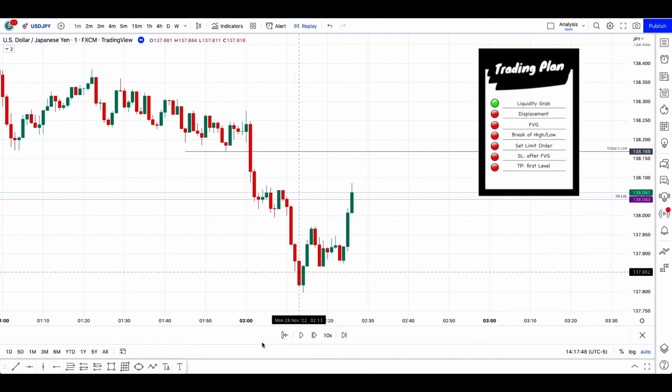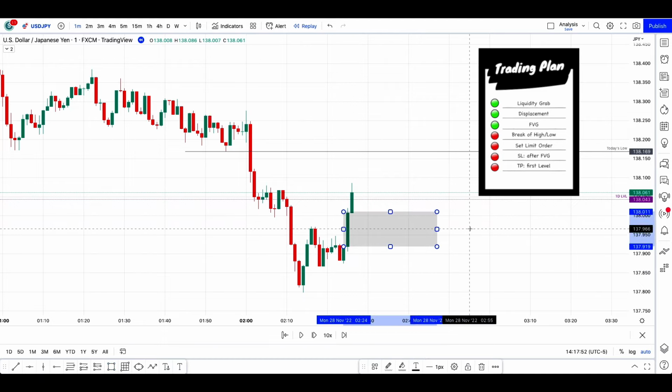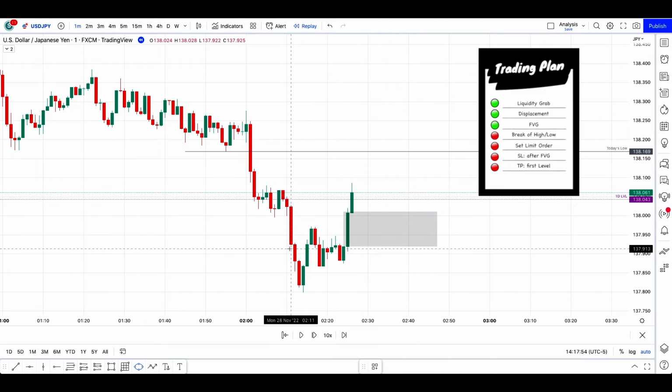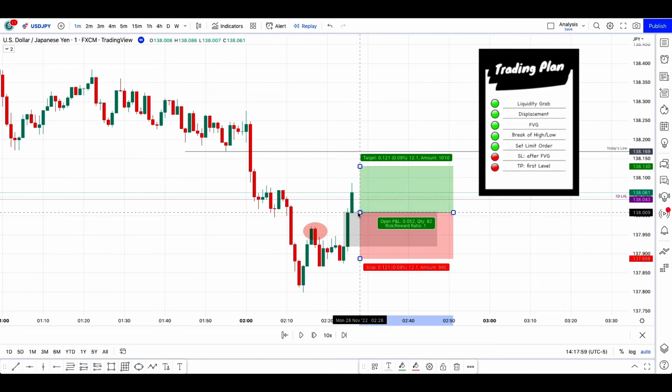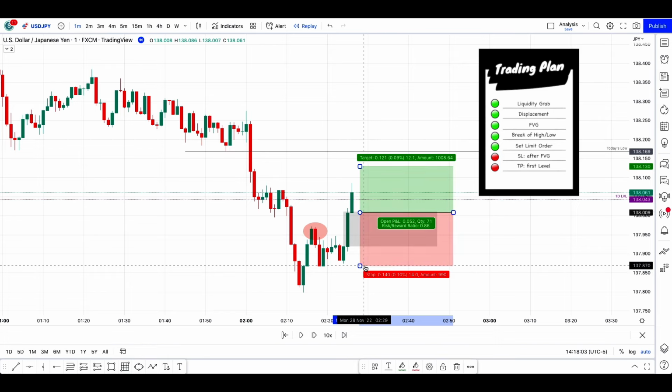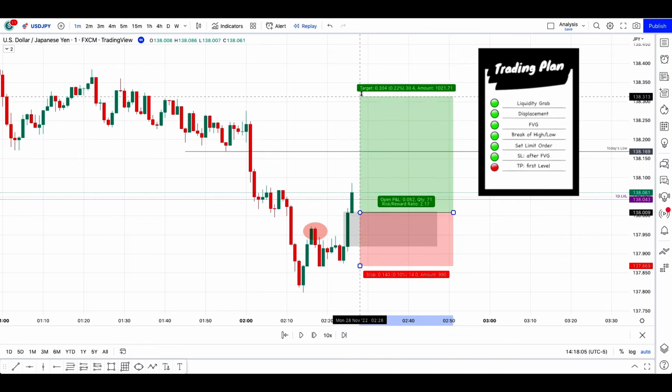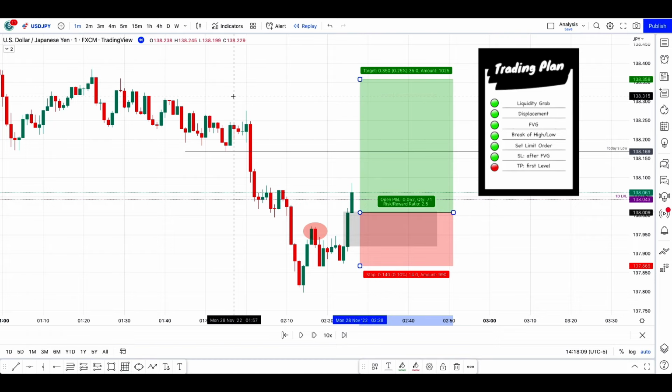Alright, so we have the displacement. We have the fair value gap right there. We have the break of this high right there. So we simply put the order right there at the entry. The low just before this low right there for 14 pips. And then the first target would be this one here, this small high for 2.5.